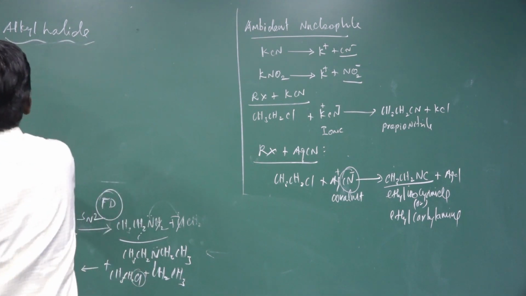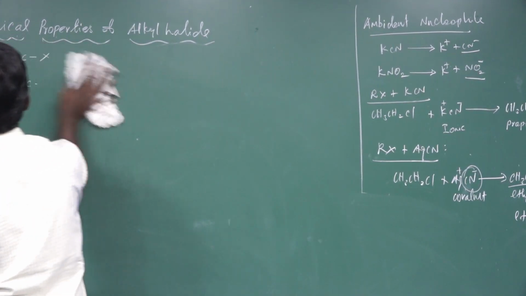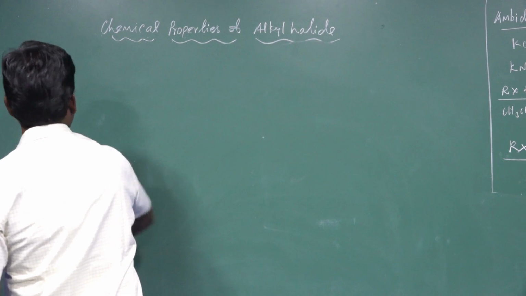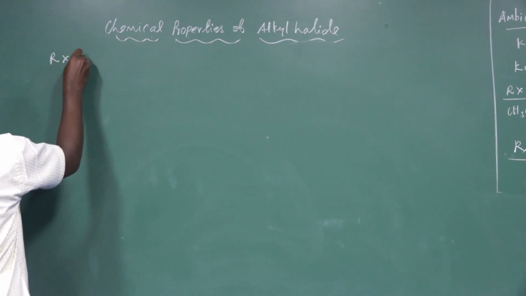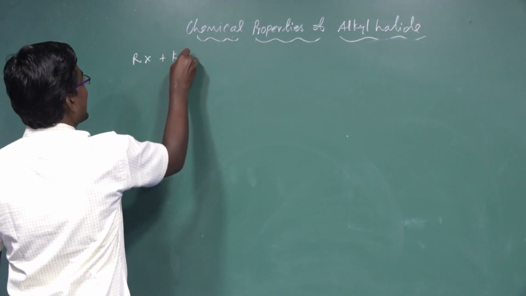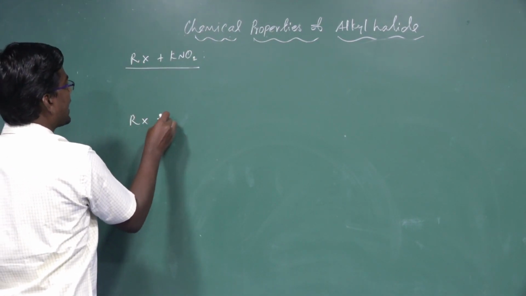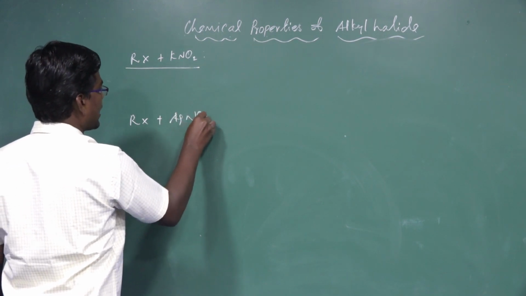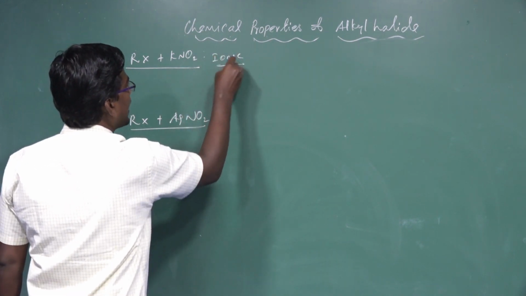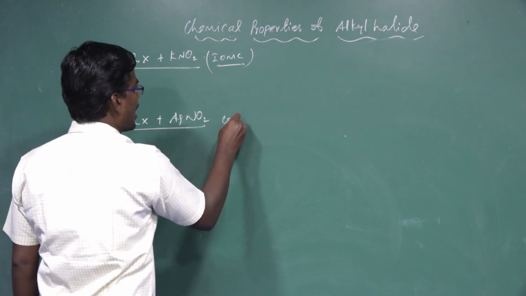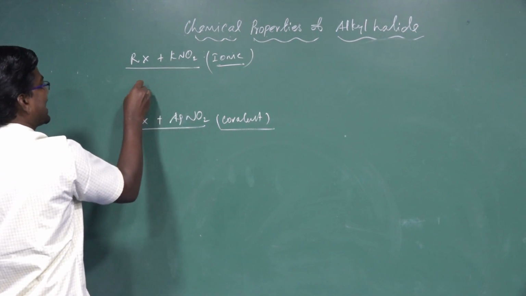The next one, the covalent and ionic compounds of nitrite. Alkyl halide reacts with potassium nitrite, KNO2. Another one, alkyl halide reacts with silver nitrite, AgNO2. KNO2 is an ionic compound, AgNO2 is covalent.